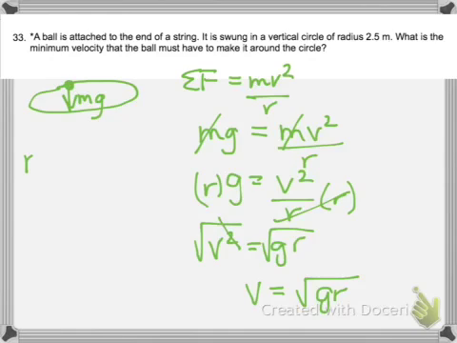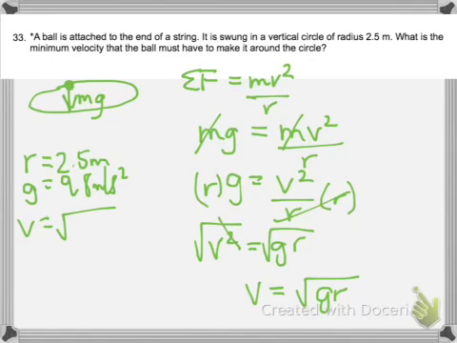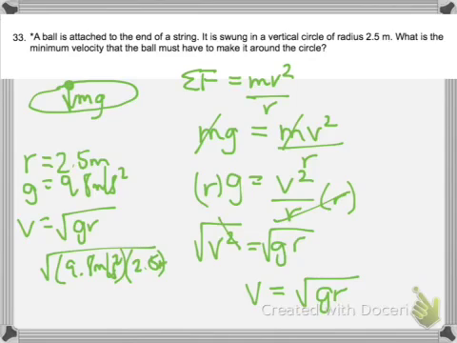In the problem, they tell us that our radius is 2.5 meters, and again, we know gravity is 9.8 meters per second squared. So if we go back to our equation that we just derived, we can plug in our g of 9.8 meters per second squared and multiply that by our radius of 2.5 meters. And when we multiply and then square root, we will end up with a velocity of 4.95 meters per second.